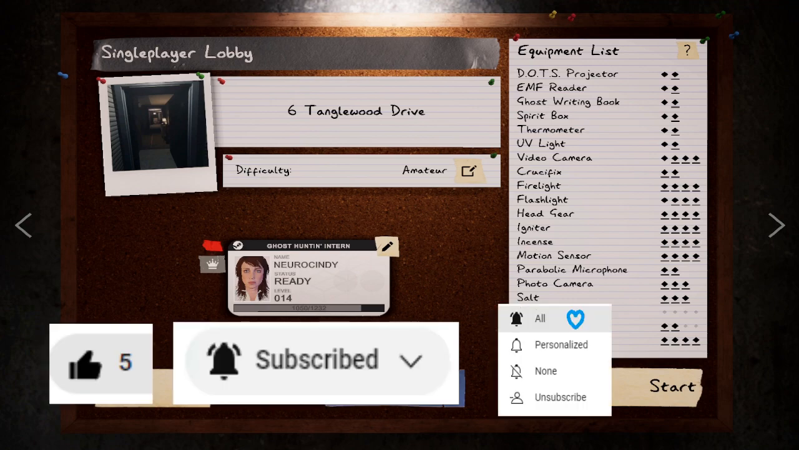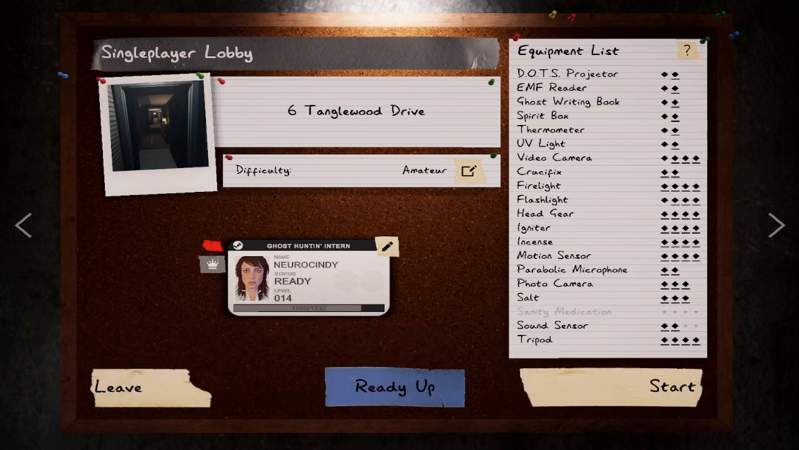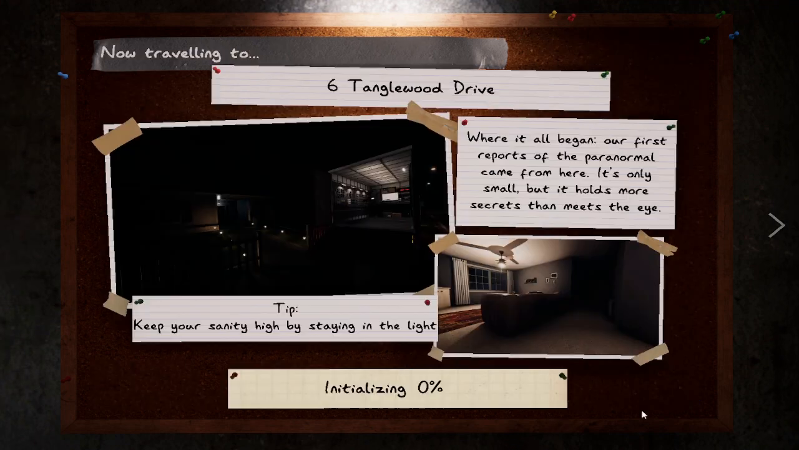So let's get started in Phasmophobia and see if we can use the scientific method.